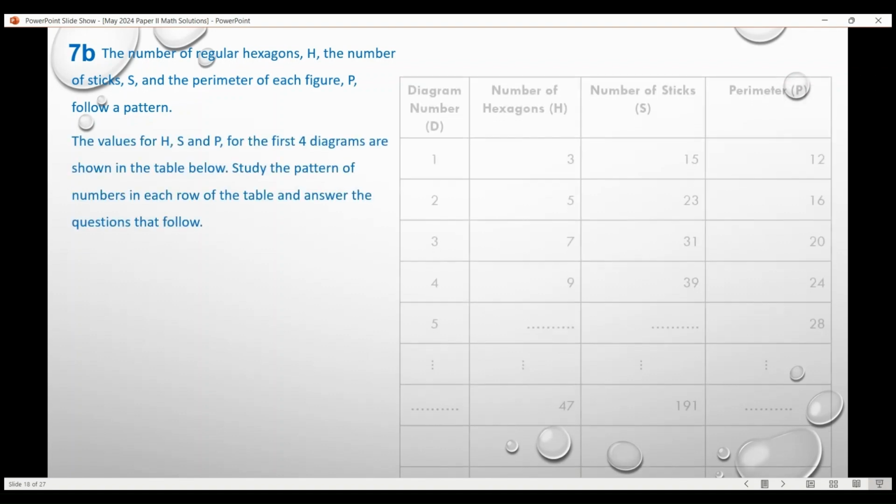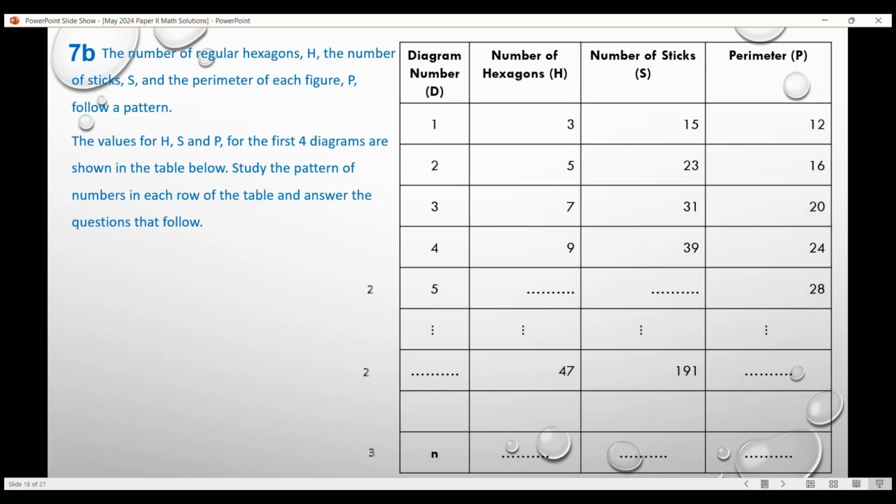The values for H, number of hexagons, S, number of sticks, and P, perimeter, for the first 4 diagrams are shown in the table below. Study the pattern of numbers in each row of the table and answer the questions that follow. So if we look at it, in the first diagram, there were 3 hexagons, 1 plus 2. And if we counted it up, we would have gotten 15 sticks. And the total perimeter, which is the distance around the outside, was 12.